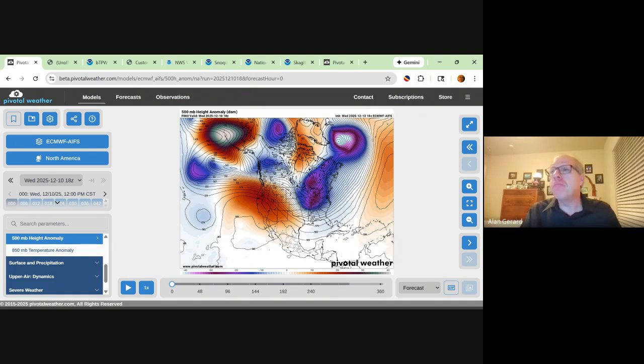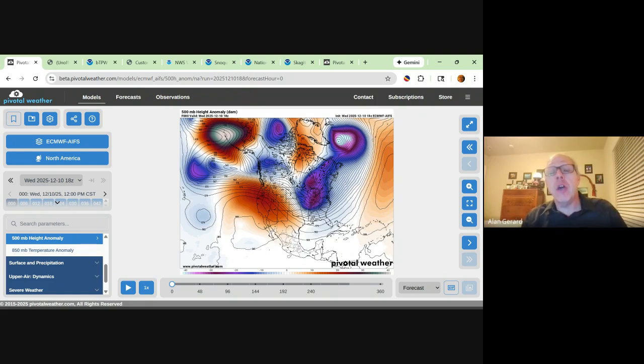So we're going to start off here by looking at a big picture, looking at the hemispheric weather pattern that's going on currently. And as I've talked about in some of my posts, I'm going to look here in the middle to upper levels of the atmosphere. So I'm looking at a 500 millibar forecast, which is about 18,000 feet above ground level.